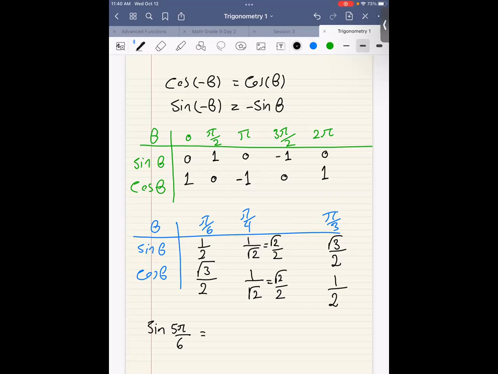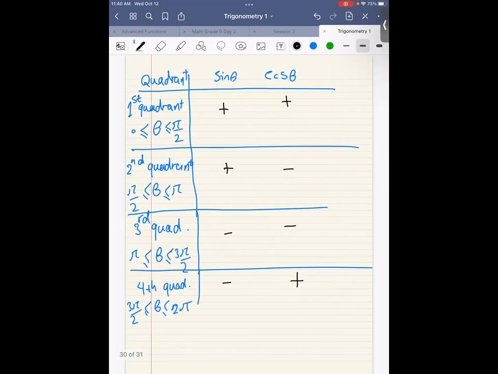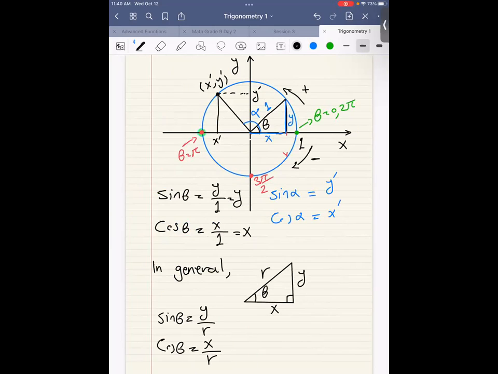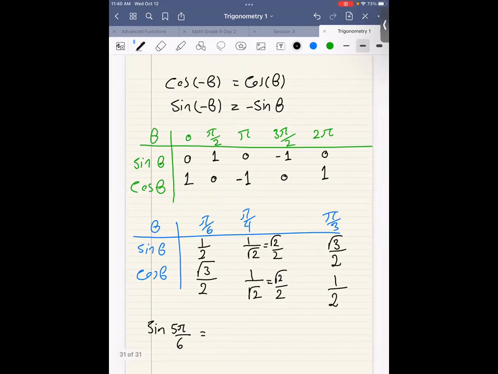5 pi over 6, because again, you look at this unit circle. 5 pi over 6 is located in the second quadrant. So y is positive, but x is negative. So sine of 5 pi over 6 is 1 over 2. What about cosine? Negative root 3 over 2. Okay.